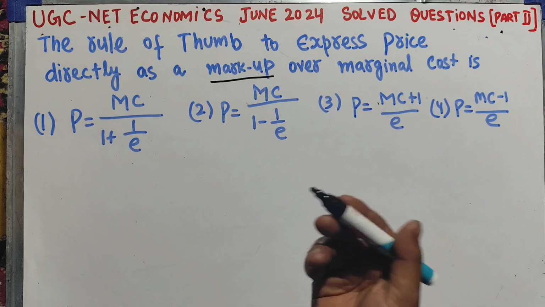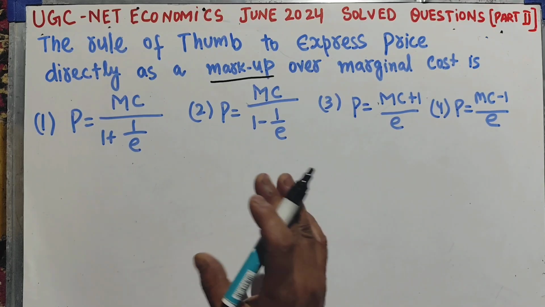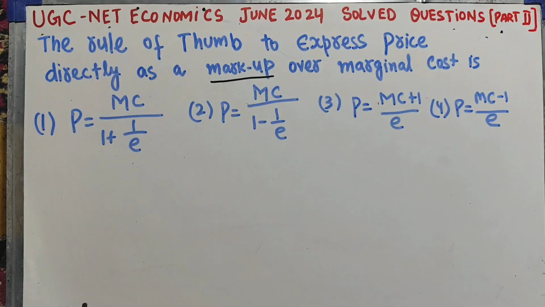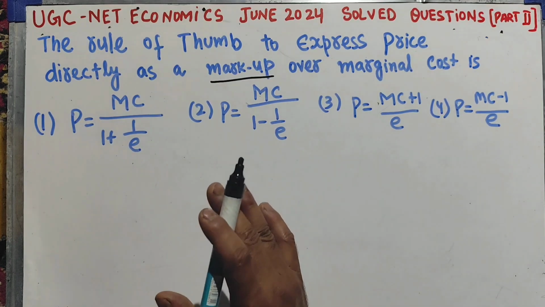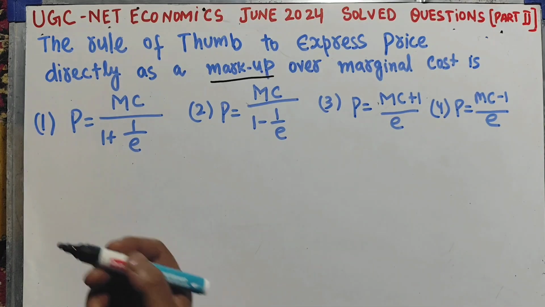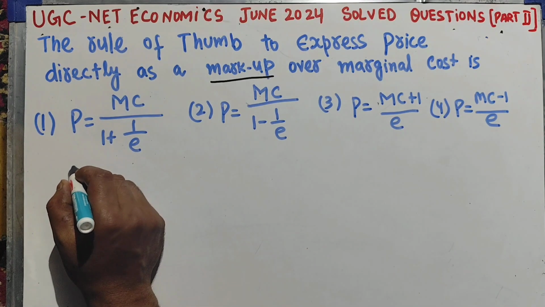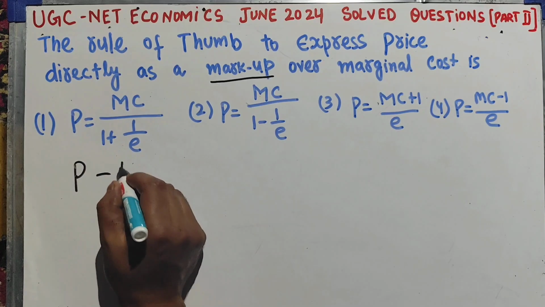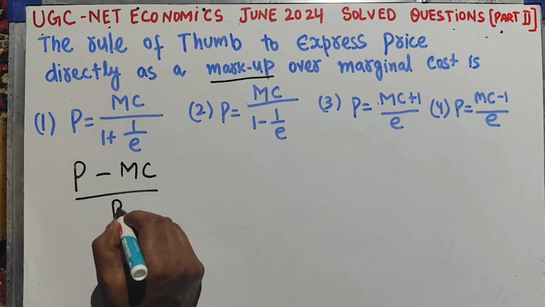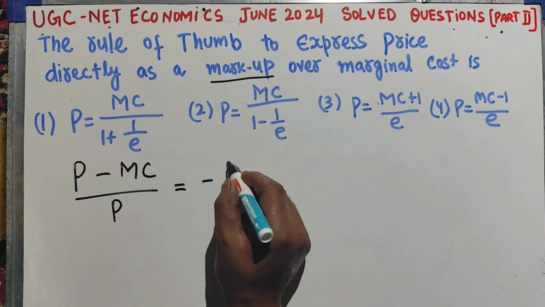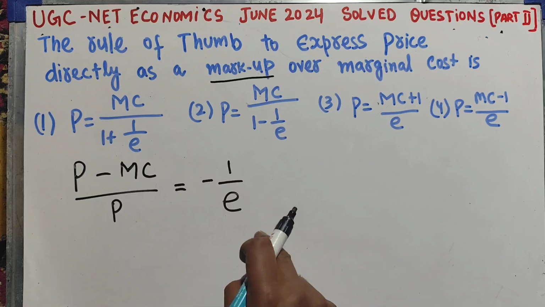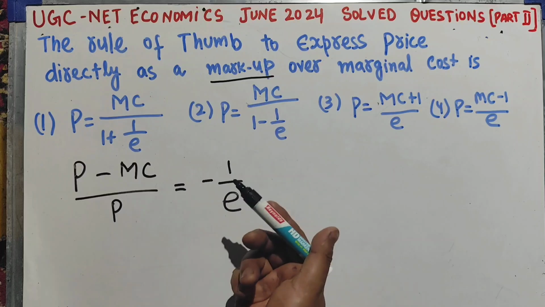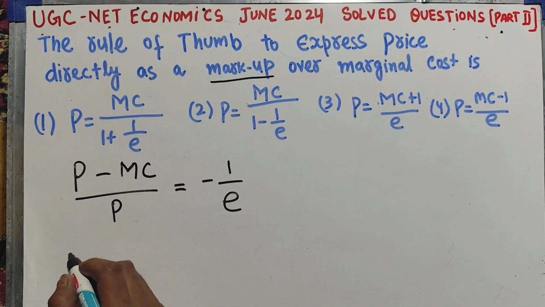Now we use the Lerner's index of degree of monopoly formula to find out the correct option. In this case, that is the price directly as the markup over marginal cost. So from the Lerner's index we know that at equilibrium, (price minus marginal cost) upon price is equal to minus 1 upon elasticity of demand. The relationship between price, marginal cost and elasticity of demand is shown by this relationship. Okay, you know it from the Lerner's index. So let us solve it further.